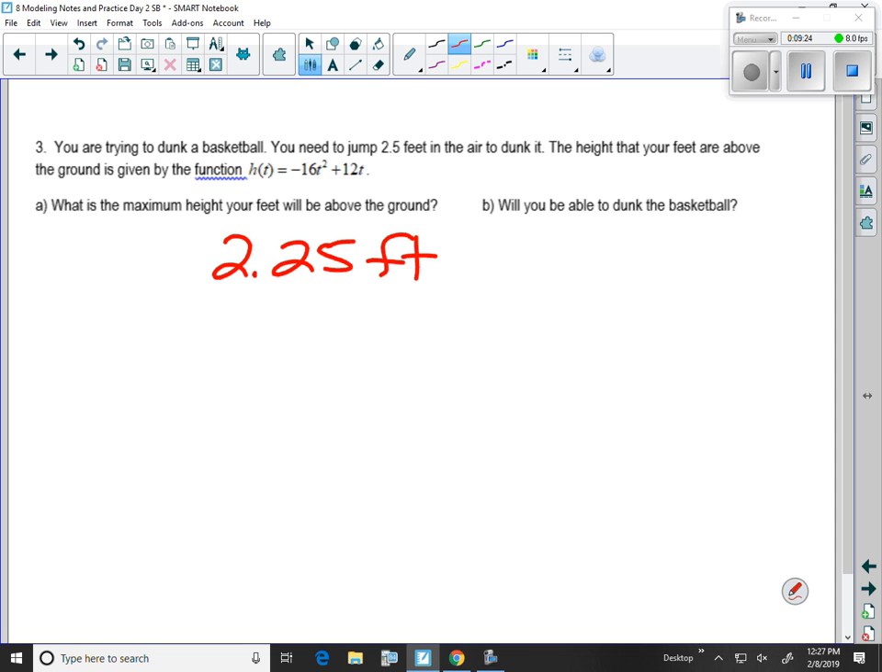Okay, you have to jump 2.5 feet to dunk it, but you jump 2.25. Can you dunk it? No. Right, you did not jump high enough. Sorry about it. You'll work on your ups a little bit, okay?